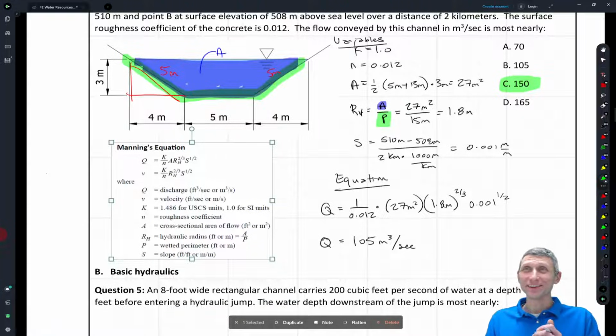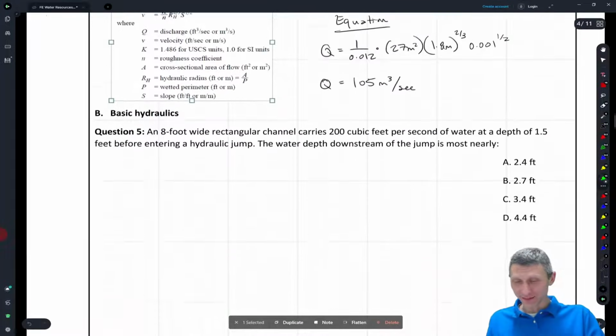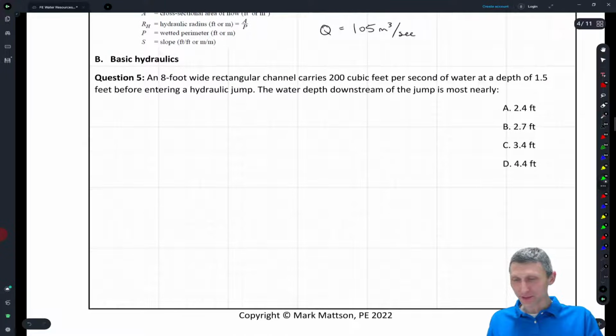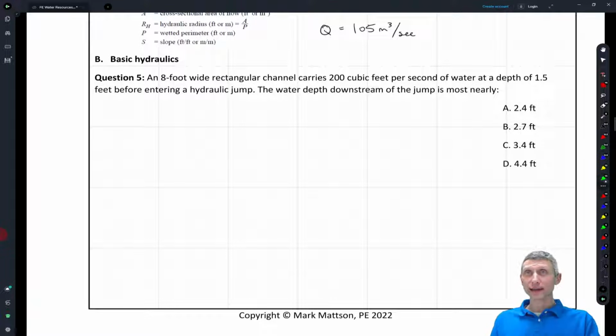All right, so question 4 is done. Got back down to question 5 here. We've got an 8-foot wide rectangular channel that carries 200 cubic feet per second of water at a depth of 1.5 feet before entering a hydraulic jump. So what's a hydraulic jump?